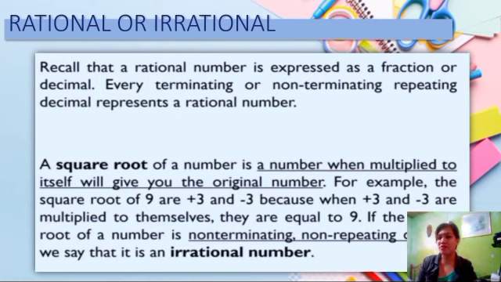A square root of a number is a number which, when multiplied by itself, will give you the original number. For example, the square roots of 9 are positive 3 and negative 3. But the principal root is positive 3. So remember, 3 times 3 is 9 and negative 3 times negative 3 is also equal to 9.